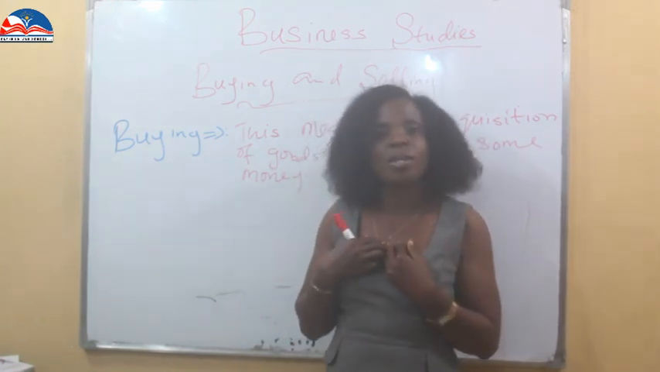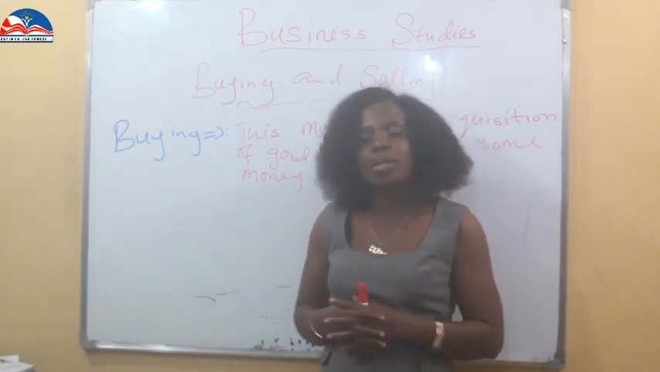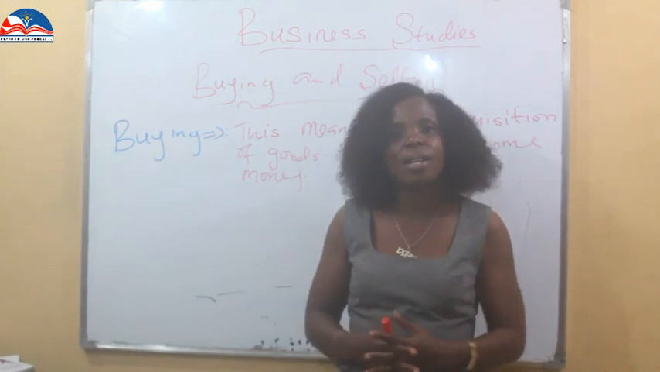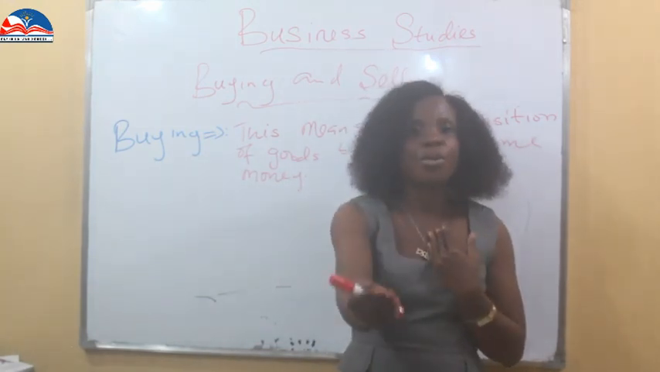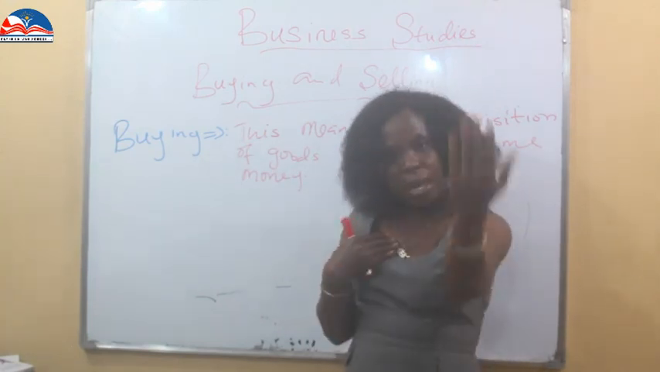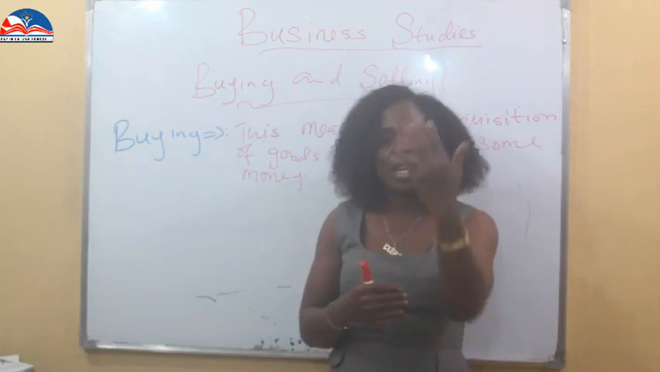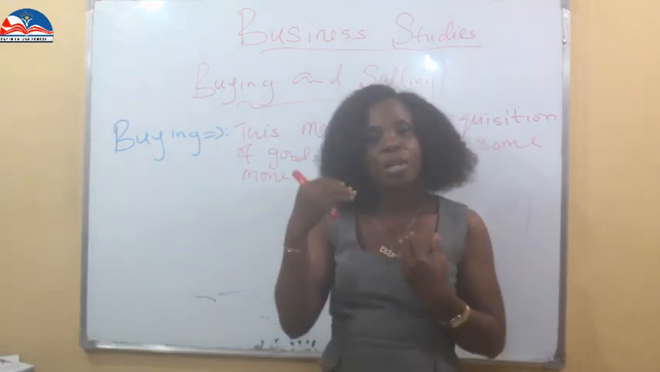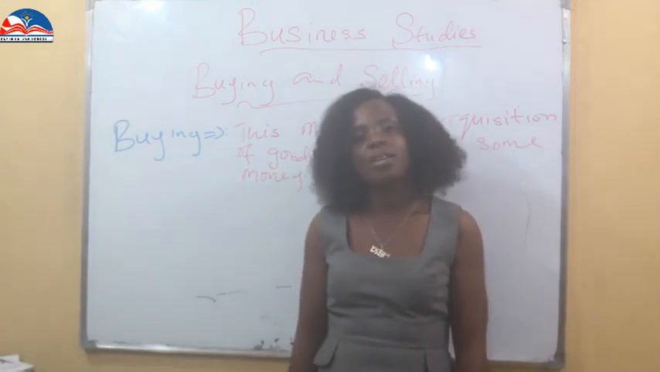Acquisition of goods on the part of the buyer and giving out of the goods on the part of the seller. So it goes vice versa. You give me money, I give you products. You give me products, I give you money. So it's vice versa, give and take. That's just the process of buying and selling.